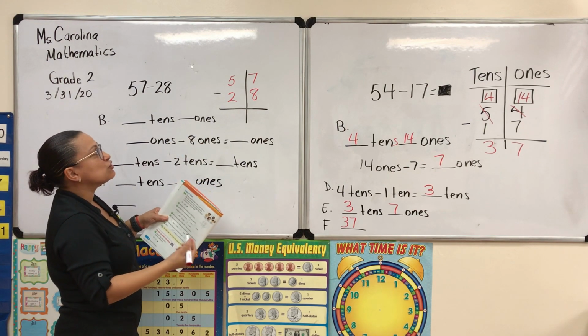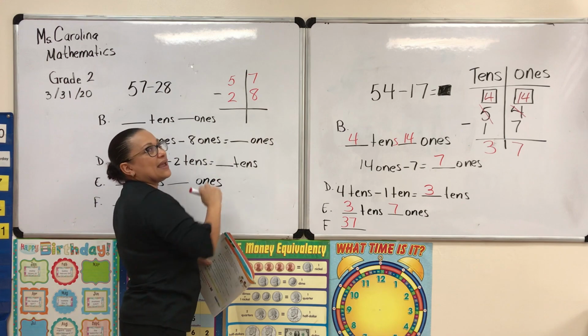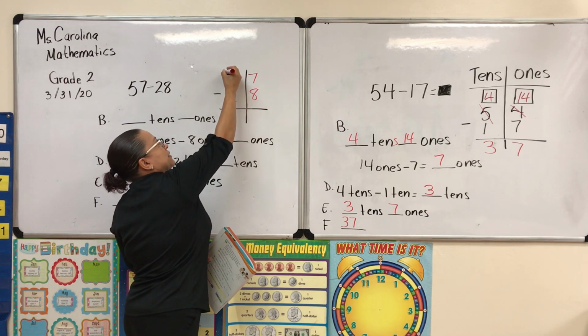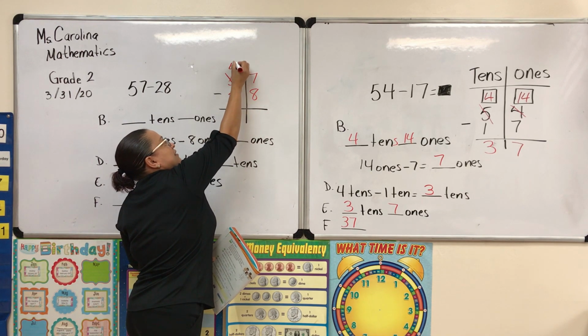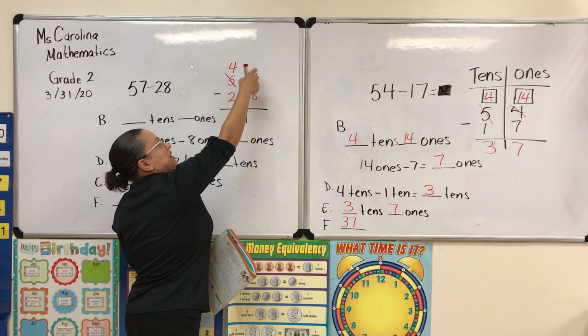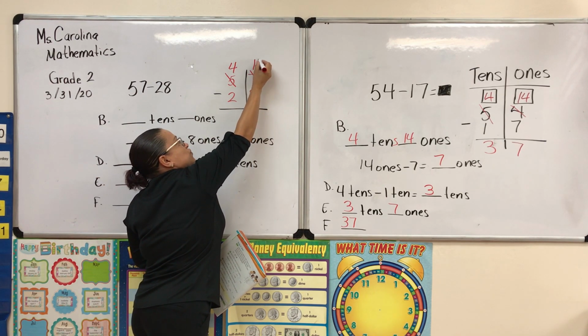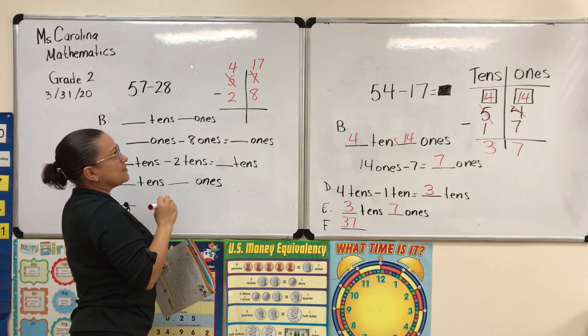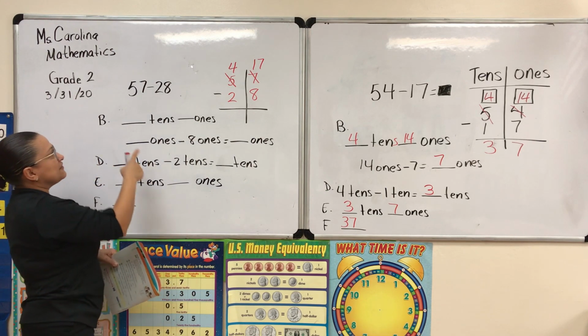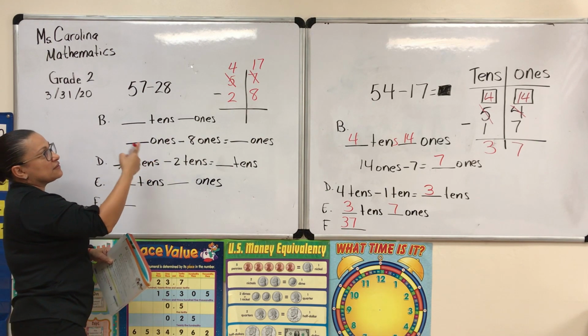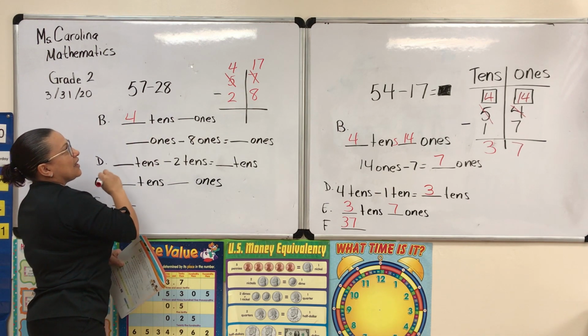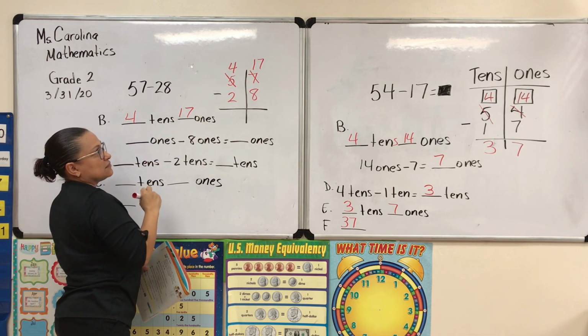So we need to regroup. 7 cannot take away 8. So we are going to regroup here again, as we did previously. And then we're going to add those 10 to the ones, which is now 17. And then we have 4 tens and 17 ones.